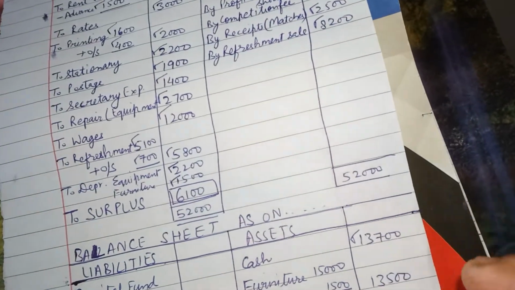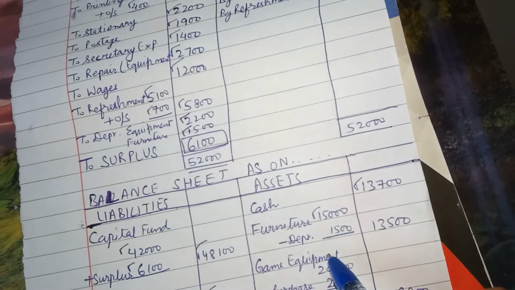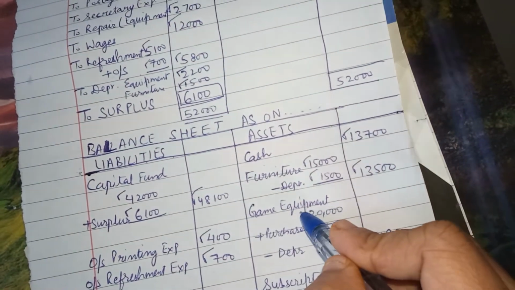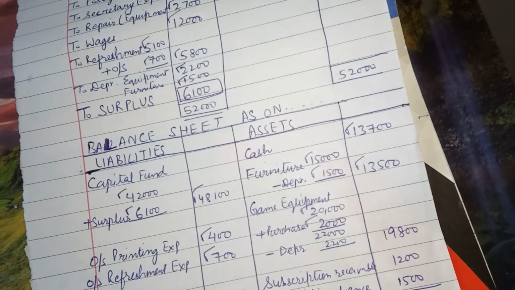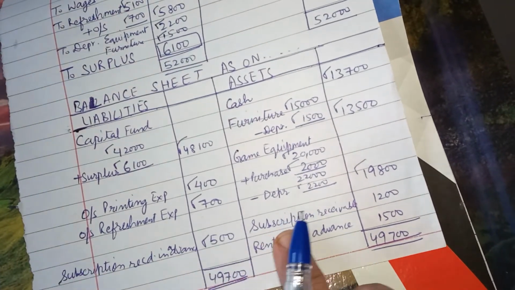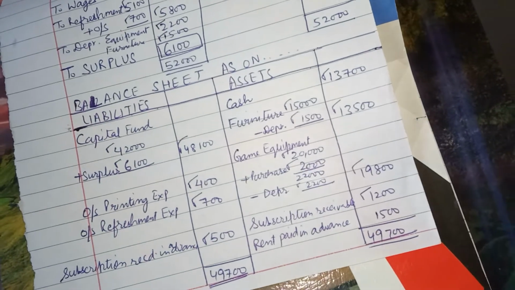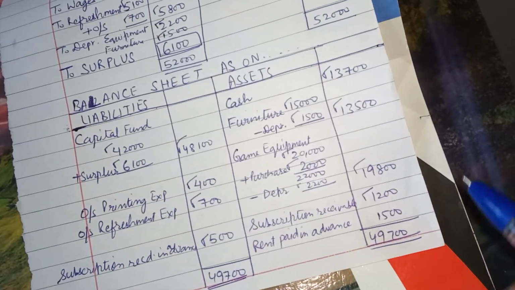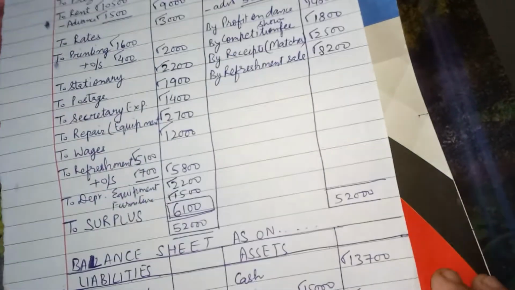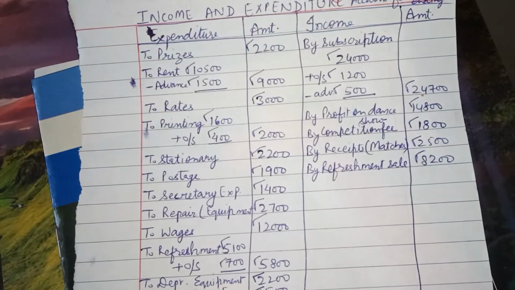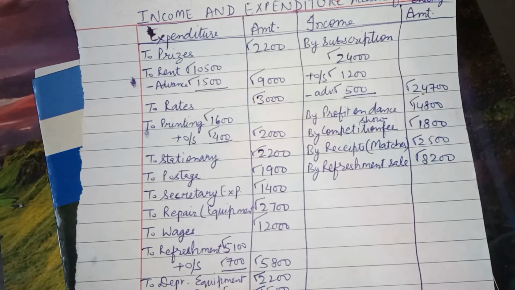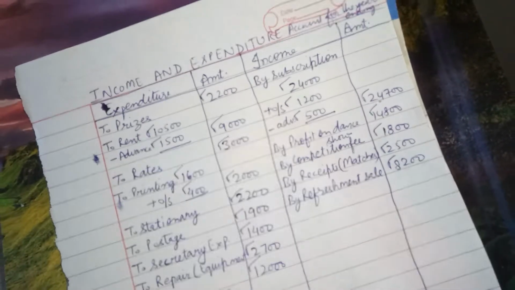It is 13,700. Furniture, 15,000 opening balance, depreciation 1,500, and it comes out to be 13,500. Then games and equipment, 22,000, including purchases during the year of 2,000, minus depreciation 10%, so it comes out to be 19,800. Subscription receivable, 1,200, is an asset. Then rent paid in advance, 1,500, again is an asset. So it will be 49,500 balance on both sides. This is how we make the receipt and payment account, and then the income and expenditure account and balance sheet in the case of not-for-profit organizations.